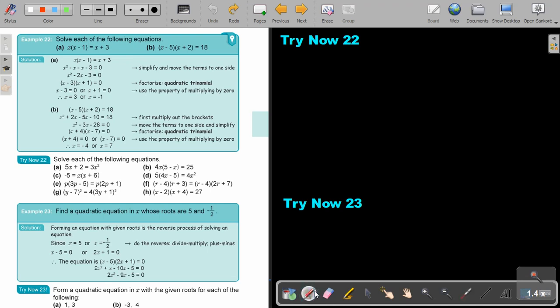I want you to stop the video, and I just want you to do number A. You can continue the video as soon as you are finished. Do number A for me, because A is more complicated. And then I also want you to do number H. That's the two. Okay, stop the video, continue the video as soon as you are finished.